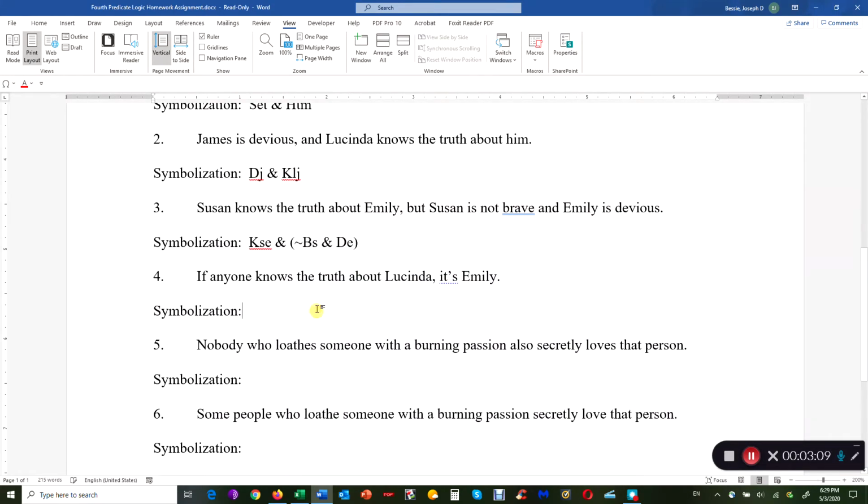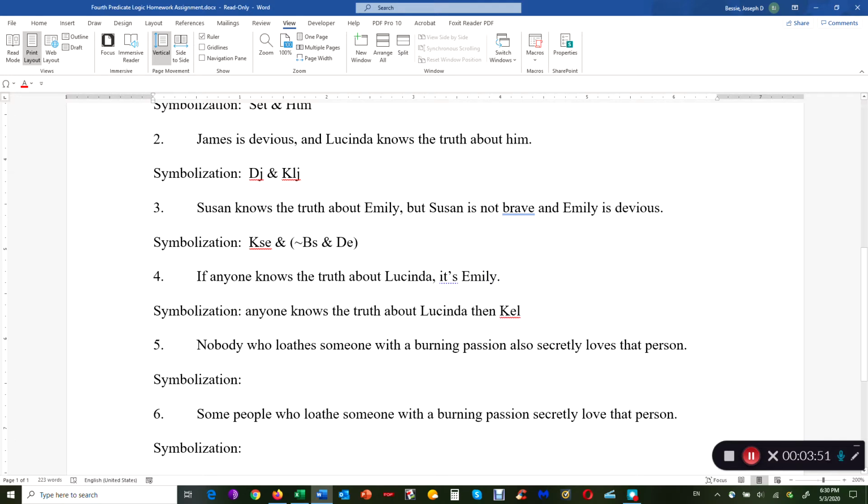Now let's look at: if anyone knows the truth about Lucinda, it's Emily. For some reason, a number of people just wrote this. They wrote K-E-L. Emily knows the truth about Lucinda. But they forgot about the if anyone. So what we want is: if anyone knows the truth about Lucinda, it's Emily. So that whole business, if anyone knows the truth about Lucinda, that's giving you the antecedent. Right? The thing looks like this. If anyone knows the truth about Lucinda, then Emily knows the truth about Lucinda.